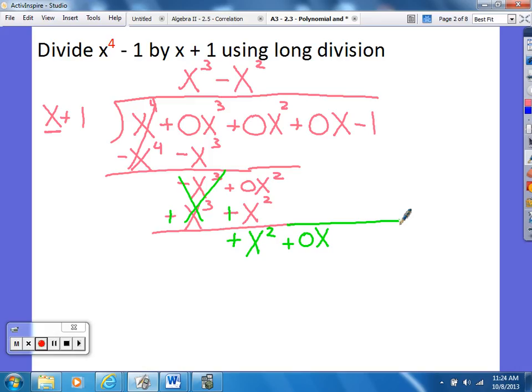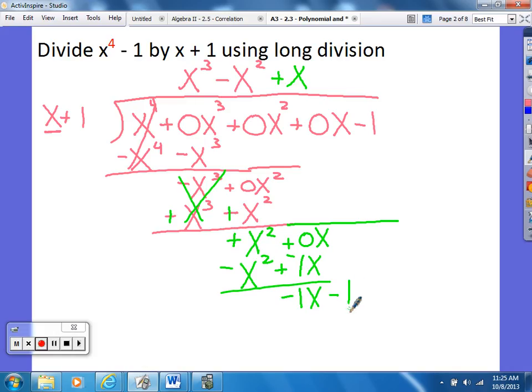Okay, so x times what is x squared? X, right? So I'm going to write plus x. So x times x is x squared. X times 1 is 1x, right? What do I like to do next? Change the signs and add. So then I get negative 1x. I'll bring down the minus 1.